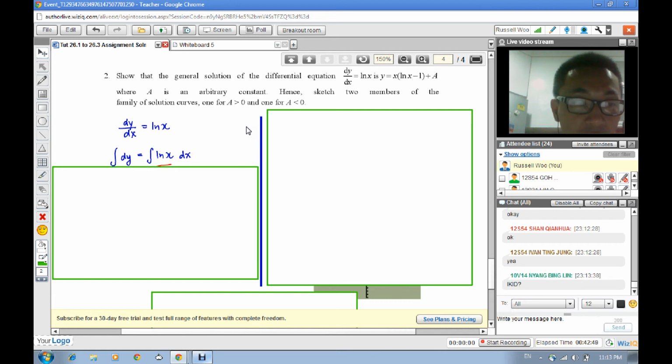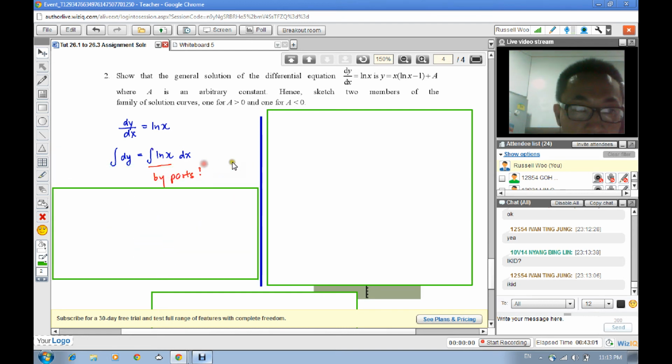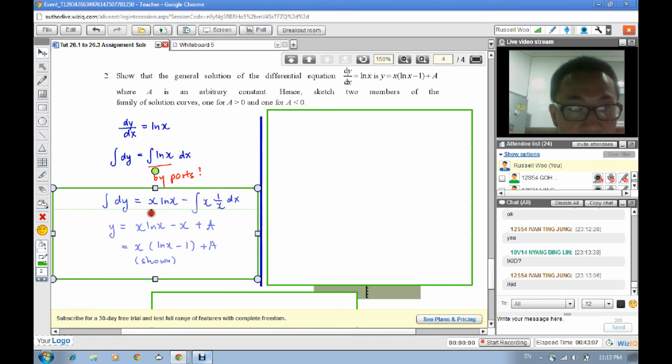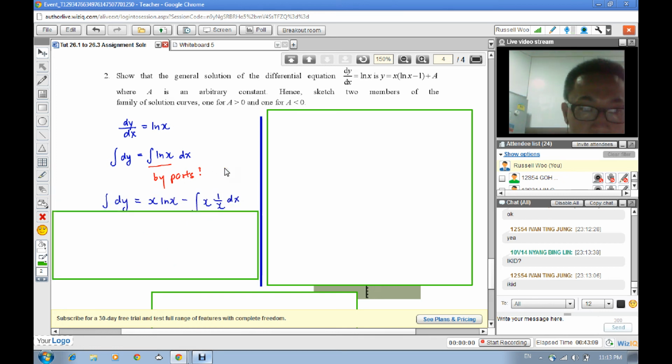Yes, you're right, because there's no standard form for integrating ln x. But if you know your techniques of integration well, yes, integration by parts, because we know how to differentiate, we don't know how to integrate. So we will use IKID. We integrate 1, we differentiate ln x. So use IKID.